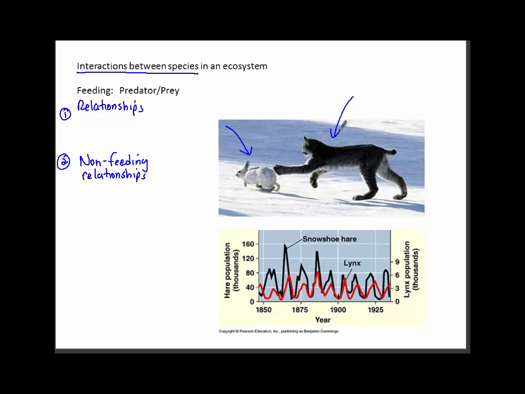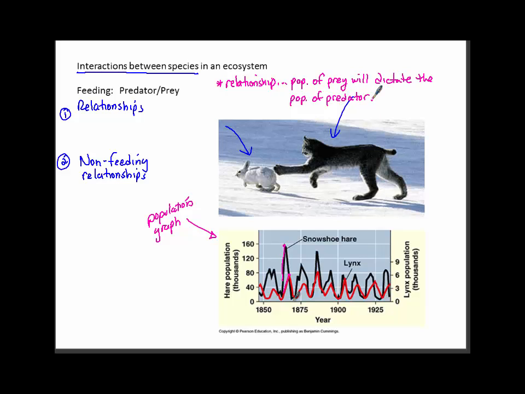With feeding relationships, we look at a lot of population graphs. What's important to look at when you're looking at a population graph is the population of the prey. Because if you notice, the population of the prey goes up and down, it cycles through, but when the population of the prey goes up, the population of the predator goes up. So what you want to look for is a relationship between the predator and the prey, because the population of the prey will more or less dictate the population of the predator. So it's important to be able to interpret and understand the relationships in a graph like this. And we'll be looking at a lot of examples.